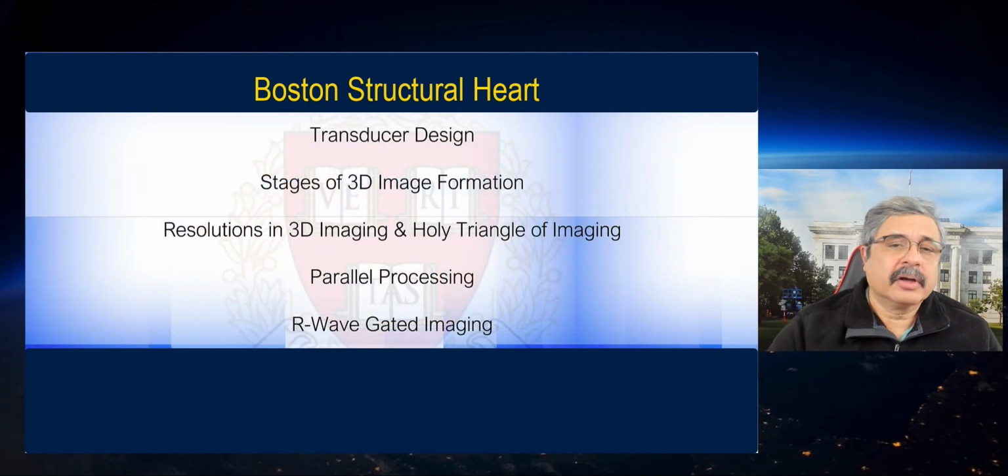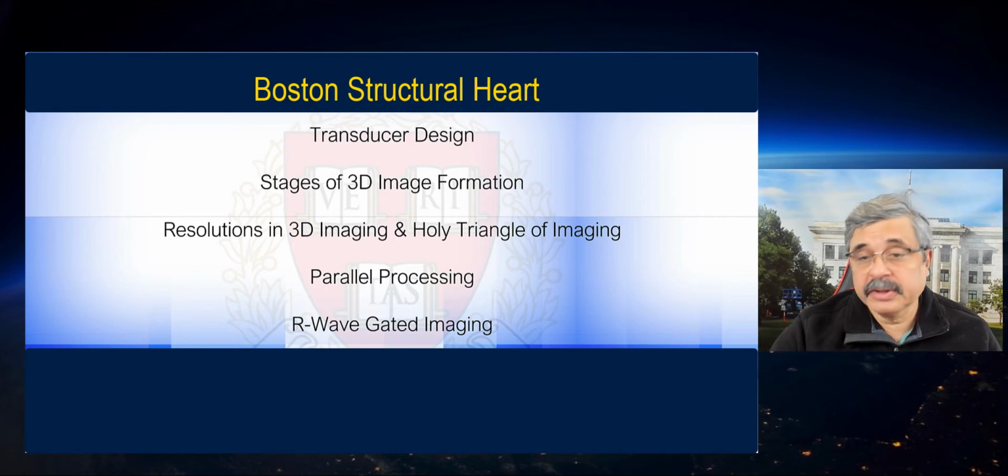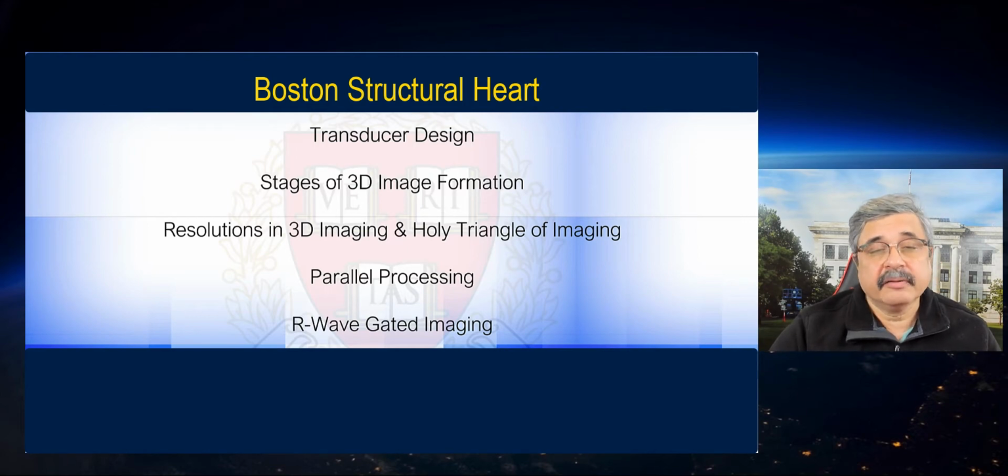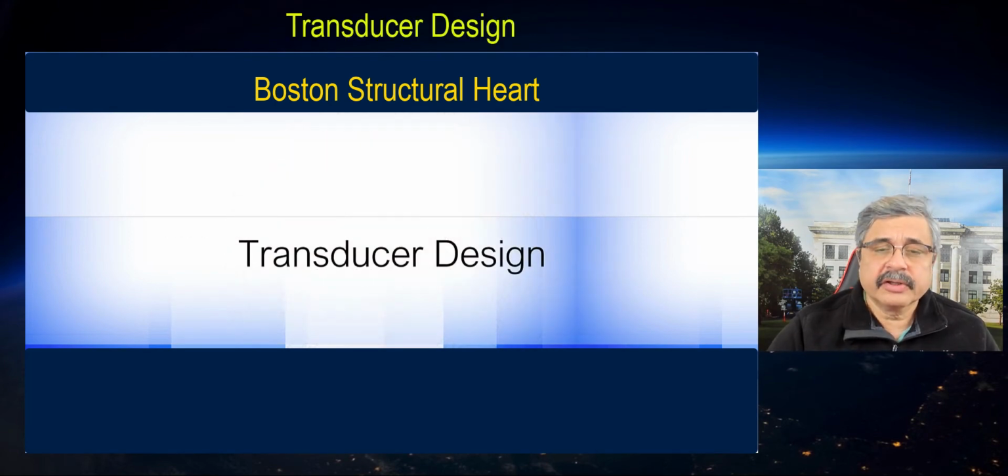The outline of the talk is that we'll be going over the transducer design, the stages of 3D image formation, resolutions in 3D imaging, and the importance of knowledge of the holy triangle of imaging, parallel processing, R-wave gated imaging, parallax error, and then the final word on what the limitations and the weaknesses of 3D imaging are. Let's go with the transducer design first.